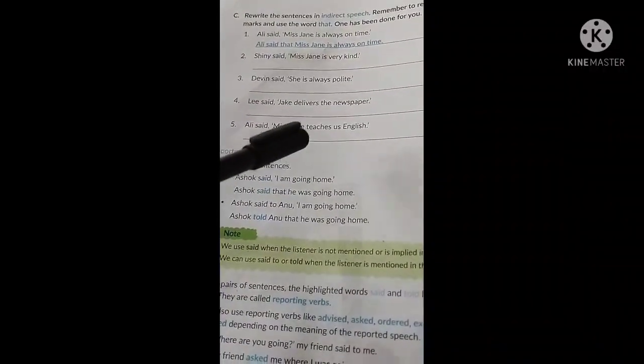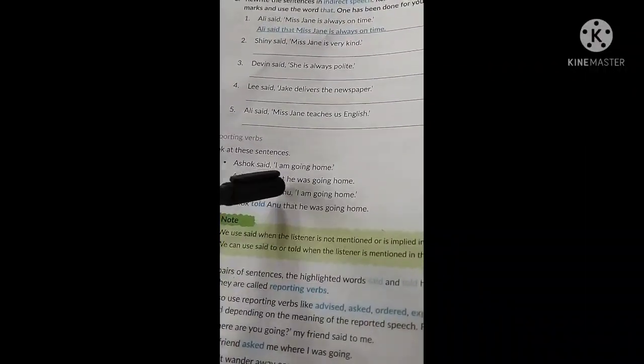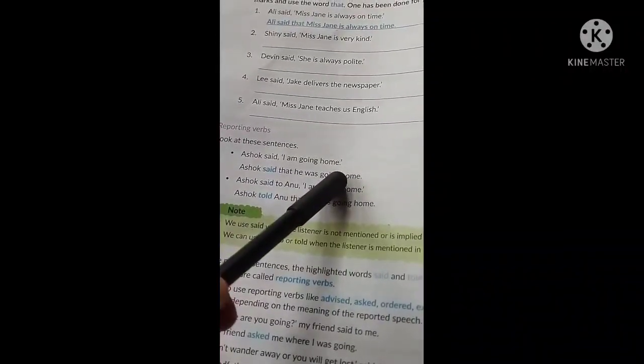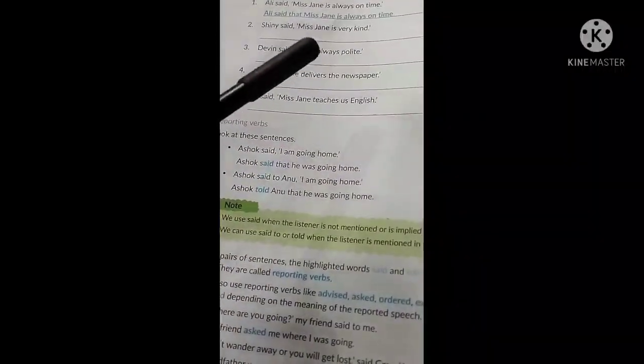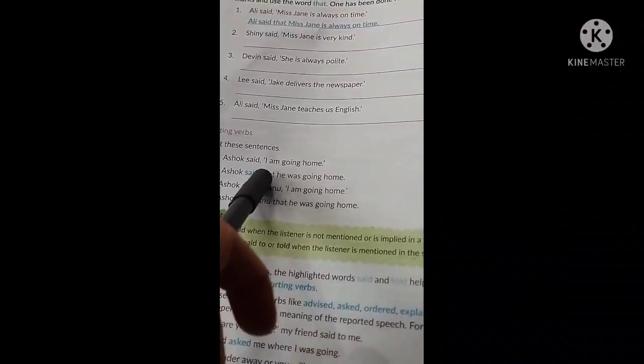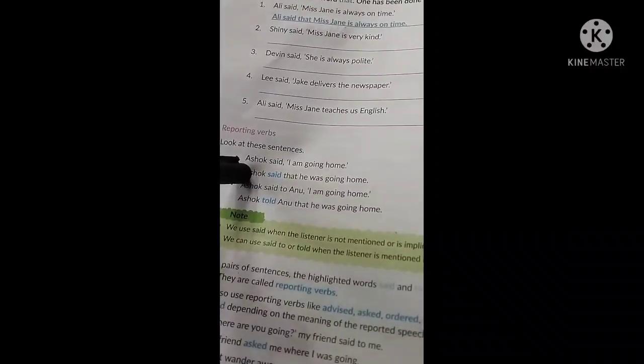Students, please note that we use said when the listener is not mentioned. In the first set, Ashok said that he was going home, you can notice the listener is not there. The name of the listener is not mentioned, or it is not implied in the sentence. He is talking to whom, it is not mentioned.